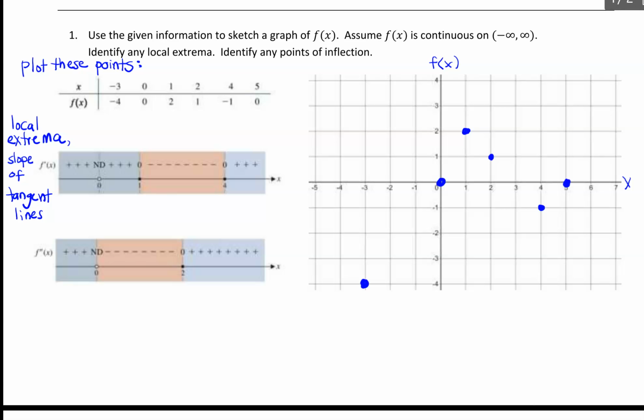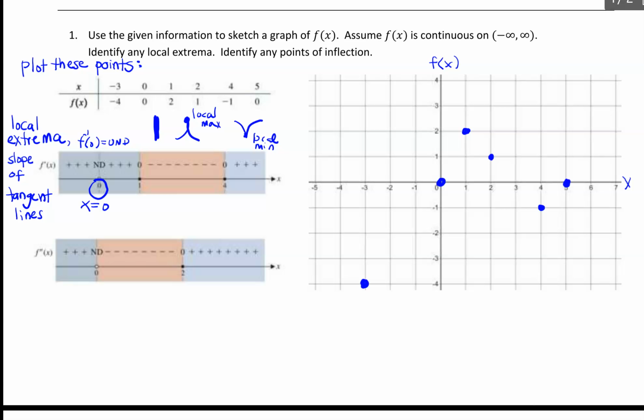So let's go to each partition point on this sign chart and see what information it tells us. My first partition number is 0. When x is 0, what is happening? Well, if I put 0 into the derivative, it's telling me it's undefined. So I have two options for an undefined slope. Either the tangent line goes vertical for a split second, or there's a sharp point. If there's a sharp point, there's either going to be a local max or a local min, depending on the direction of those tangent lines. And if there's not a local extrema, then it's just going to be a vertical tangent line.